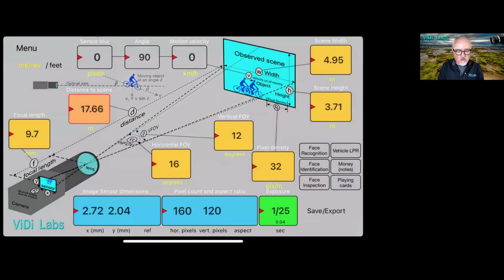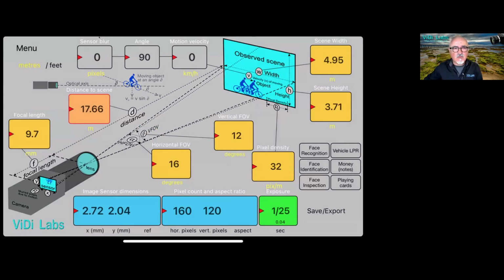Okay, so there we go. What we found is that with this particular small thermal imaging sensor of 2.72 by 2.04 millimeters dimensions and pixel count of 160 by 120, we have a 9.7 mm lens that will give us 16 degrees horizontal angle of view and 12 degrees vertical angle of view.